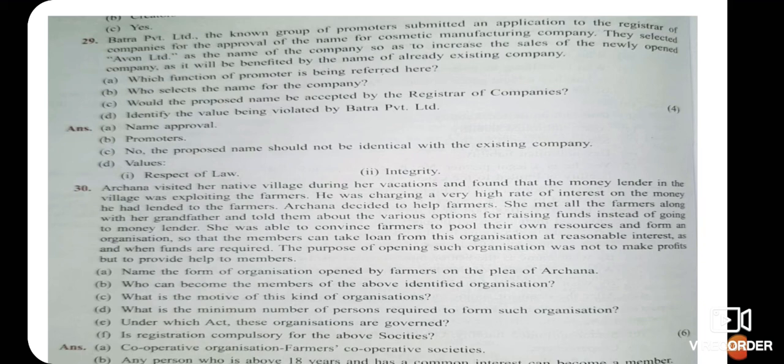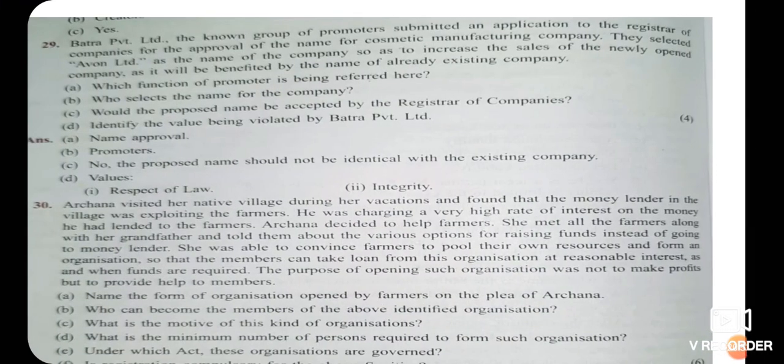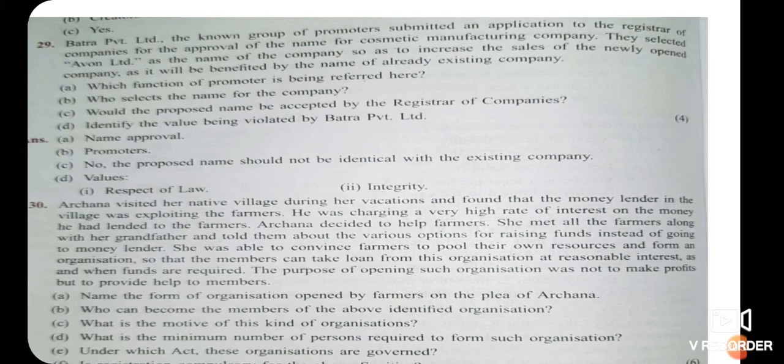So let us see which function of promoter is being referred here. It is name approval. And then who selects the name for the company? It is the promoter. Next, would the proposed name be accepted by the registrar of company? No, I've told you just now, the proposed name should not be identical with the existing company. And what are the values? Identify the values violated. The value is respect for law, because the law says that there should be no company which has an identical name, and integrity.